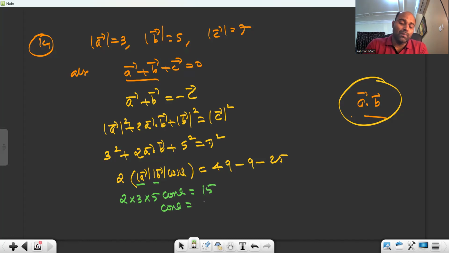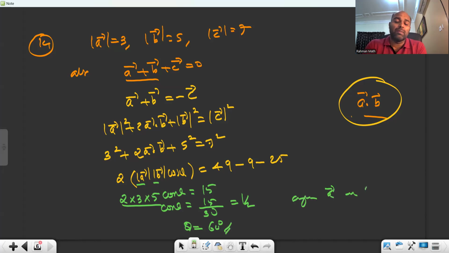So cos theta equals 15 by 30, because this is 2 into 15, 30, equals 1 by 2. Cos of what is 1 by 2? 60. So the angle between A and B equals 60 degrees. We did one similar type of question earlier. I hope everyone understood what we did. Now we are moving to the 11th question.